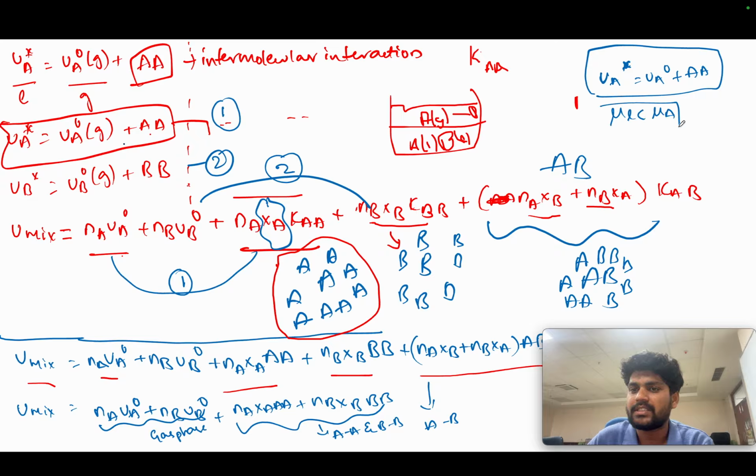So how it is less than mu, how it is not the internal energy, how it is getting less than mu, we will discuss it in statistical thermodynamics. So what I did was, we can write this equation as UA naught equal to UA star minus KAA, right? I did the same thing here.